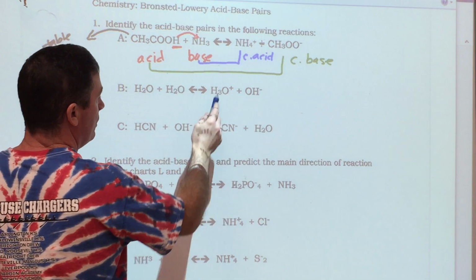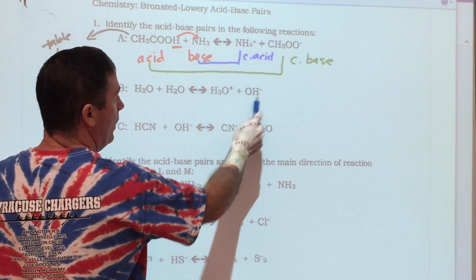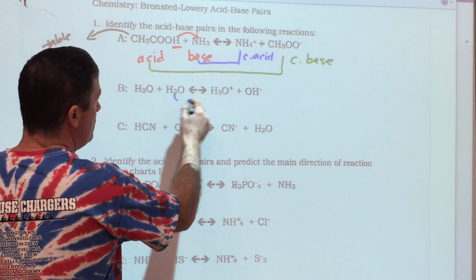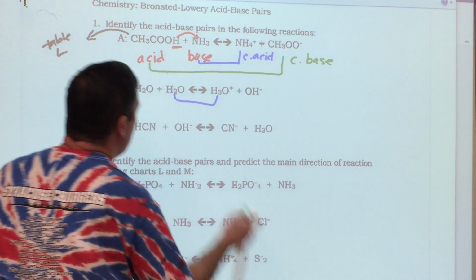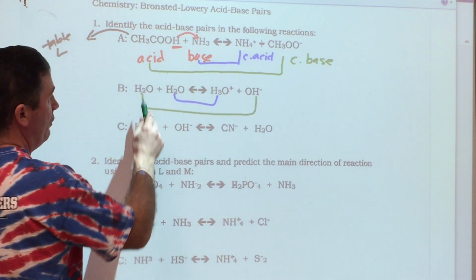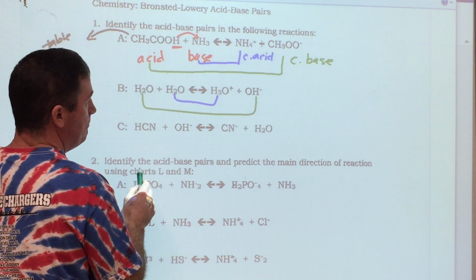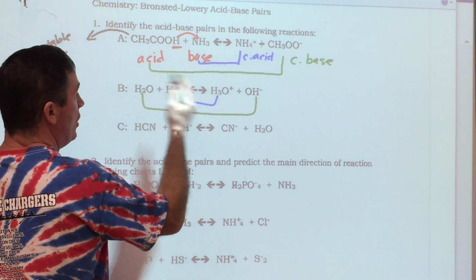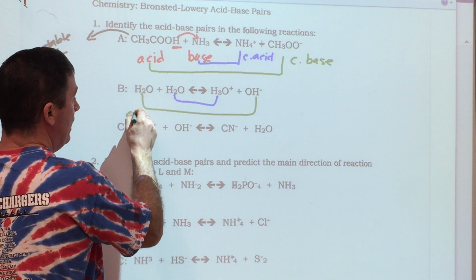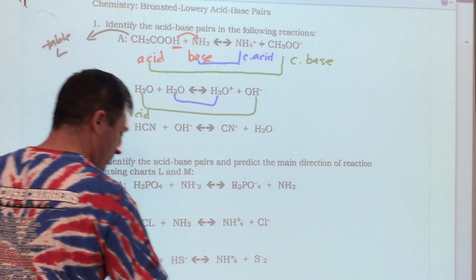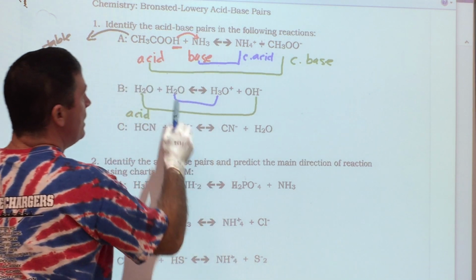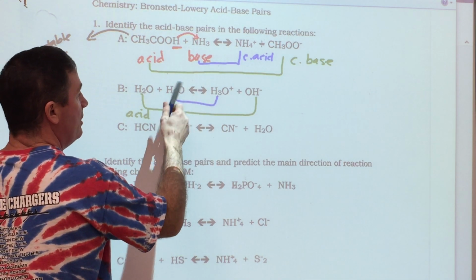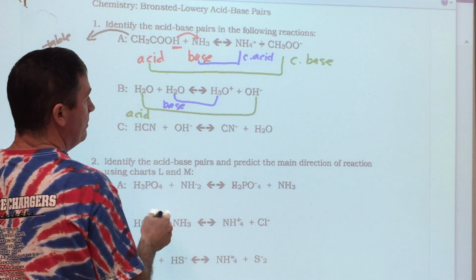Water and water. H3O, hydronium ion, and OH minus. That's hydroxide ion. It doesn't matter which one you pick. You could do this, and then this. So if we link these two, what's happened to this one? It has lost its hydrogen. It has donated its hydrogen. If it donates a hydrogen, it is an acid. If this becomes this, it must have picked up or accepted a hydrogen, making this a base.